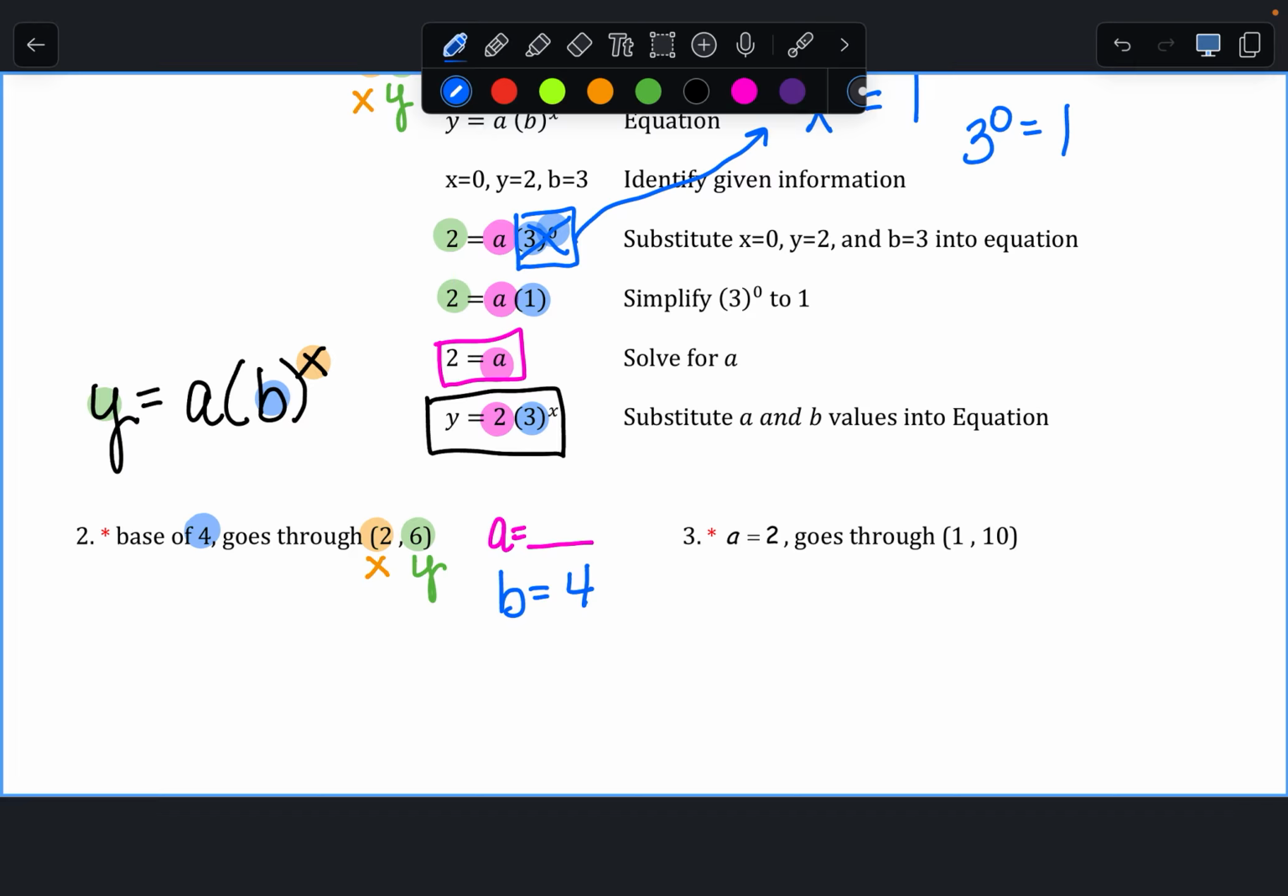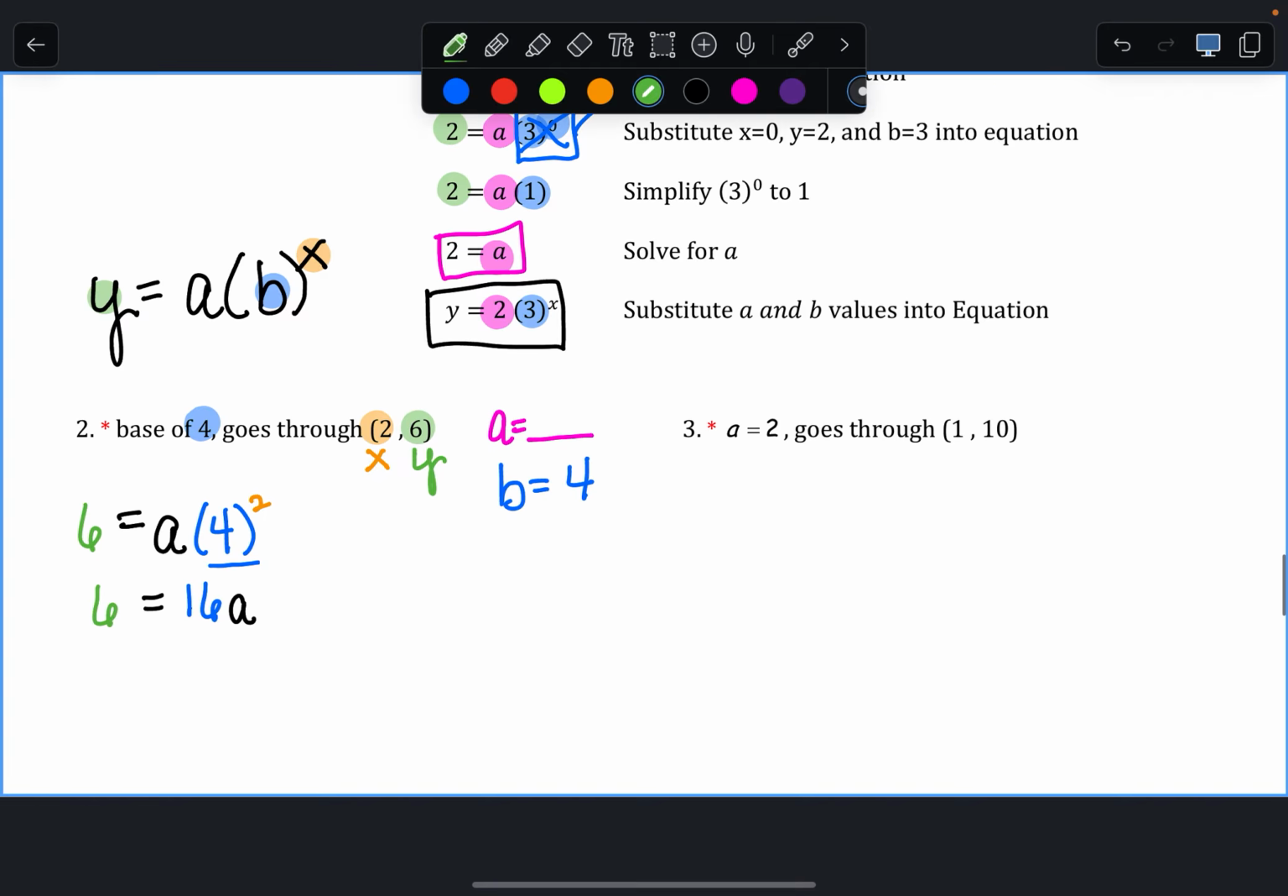So 4 squared means 4 times 4, which is 16. Go ahead and bring down my a, bring down my equal, and bring down my 6. So now I'm going to divide both sides by 16. When I do that, there's my a all by itself, and you can reduce by 2. So if I reduce 6 by 2, I'd get a 3. If I reduce 16 by 2, I'd get an 8. So 3/8 is my a.